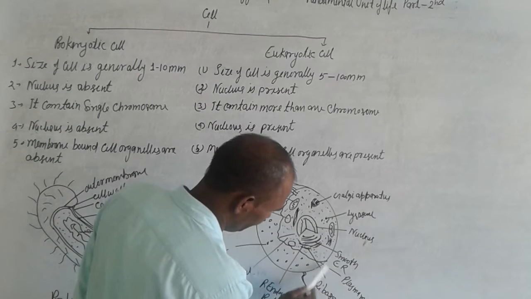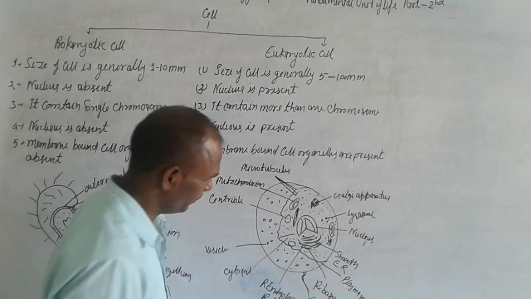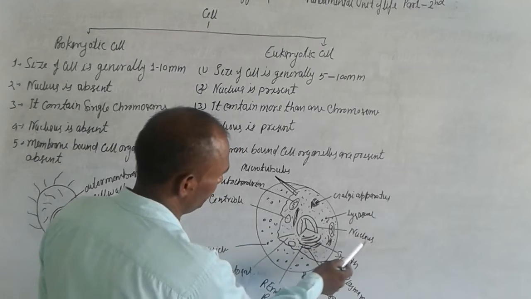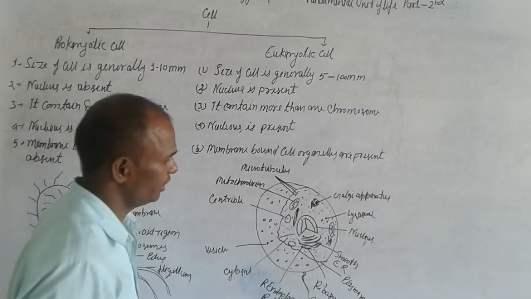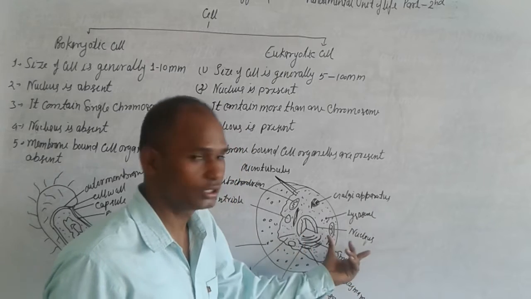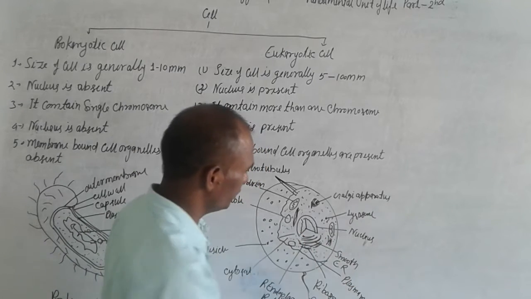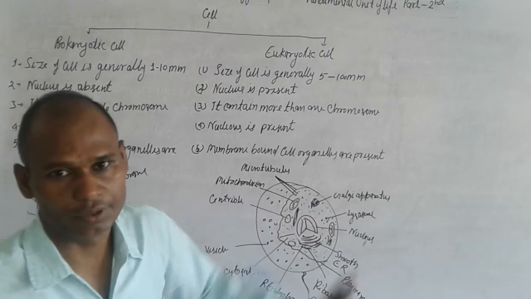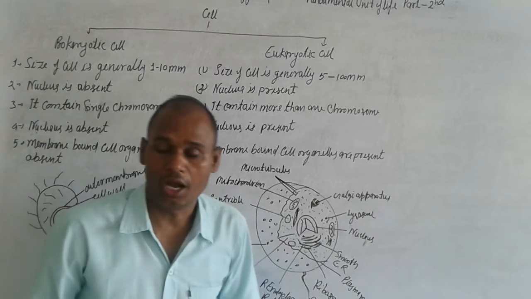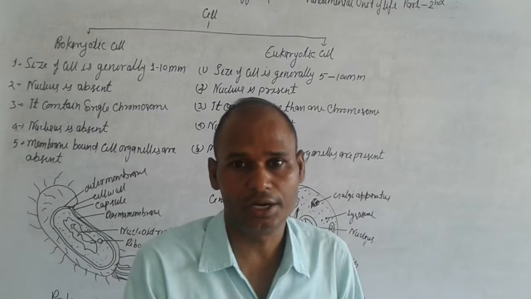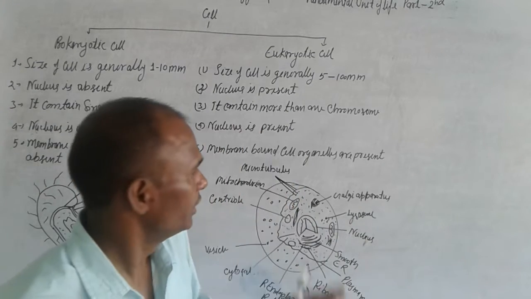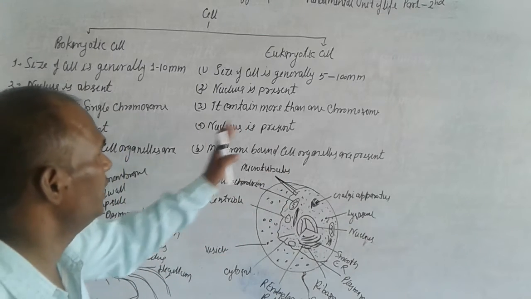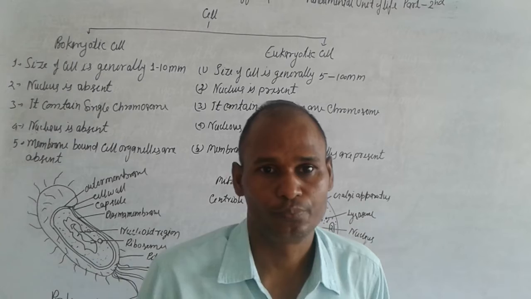You can see this is the plasma membrane, and this dust-like structure is the ribosome. We also know about the eukaryotic cell that the nucleus is present. So this is the nucleus, and this is the lysosome, and this structure is the Golgi apparatus. So these are the prokaryotic cell and eukaryotic cell, and their differences.